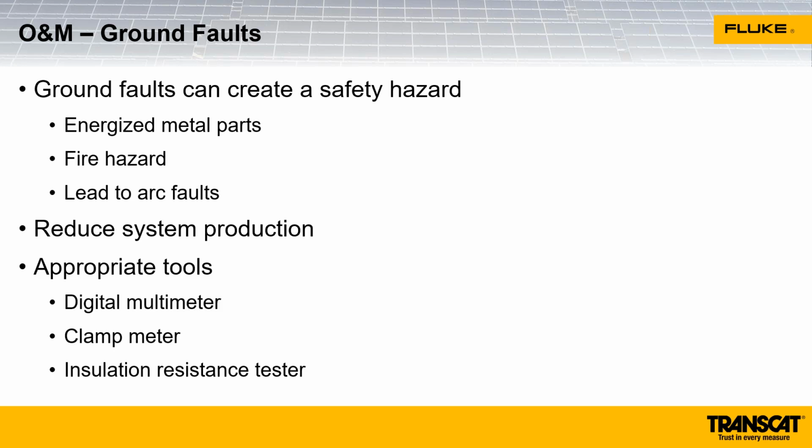So it also reduces system production. If you have an inverter that has a ground fault detection device, which all inverters do, if that ground fault detection device trips and the inverter goes offline, obviously you're going to be losing system production. So we have a couple of different tools we can use to identify ground faults: our multimeters and clamp meters for testing voltage, and we can also use our insulation resistance testers.